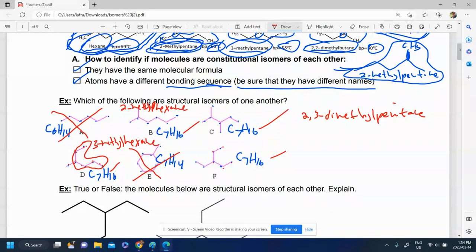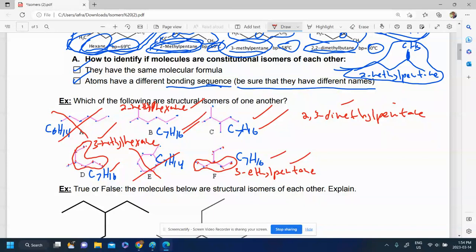And here I have 1, 2, 3, 4, 5 whichever way I go. So it doesn't really matter which way I go. Here I have 3-ethylpentane. So these all have different names. That means that they are distinct molecules.